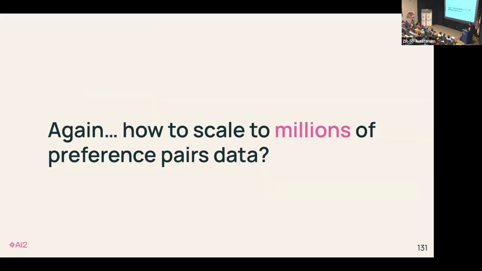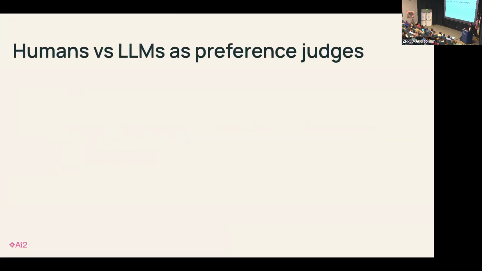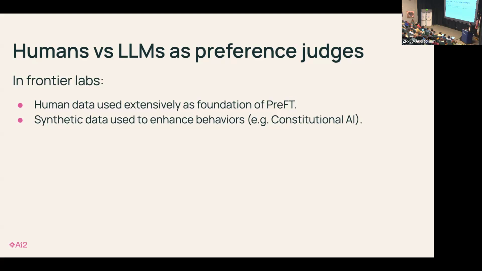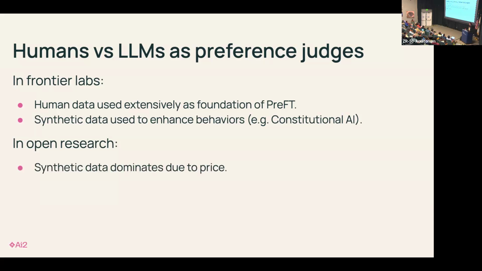Again, how do you scale to millions of preference pairs to train these models? This is when you deal with, okay, I can have humans judge pairs of outputs and then collect data this way, or I can have LLMs judge, and this is LLM as judge as a paradigm. Most of the frontier labs do a combination of human data extensively combined with synthetic data. In open research, practically nobody really has the budget to do large-scale human preference data, and so most of it is done with synthetic data.